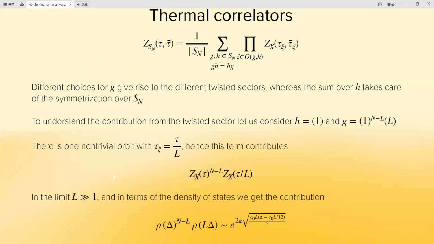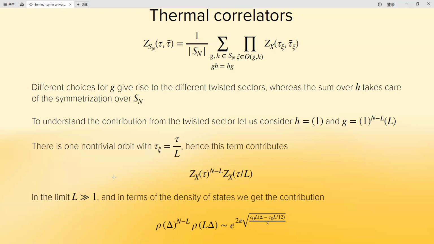And the intuition that we can use is that different choices for G give rise to the different twisted sectors, whereas different choices for H will take care of projecting out charged operators. So H takes care of the symmetrization over Sn. And to understand the contribution of more general twisted sectors, let's consider H equals 1.